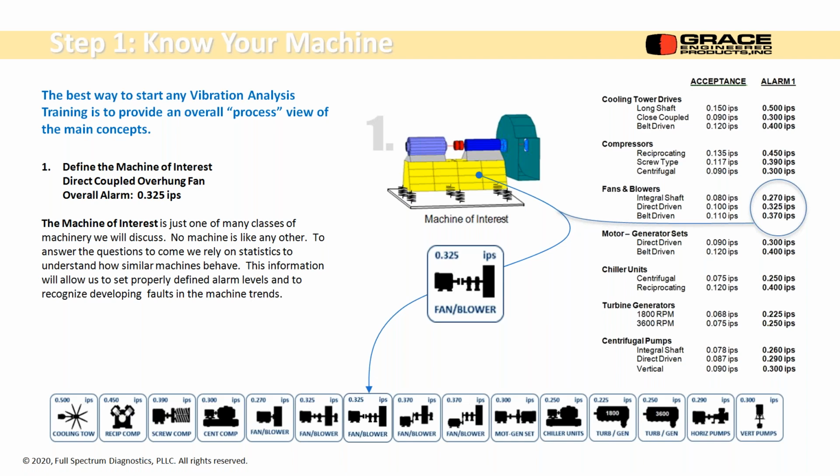So the machine's taking data every hour, every minute, what have you, and it's constantly comparing the data it has just accumulated to the allowable alarm level, which is this 0.325. This will change. This whole acceptance and alarm criteria is statistically set across industry. Your machine's different from every other machine on here. I might have 5 of these fans all lined together. They're all different, and they're all going to have different levels of vibration.